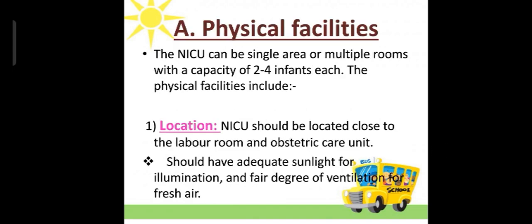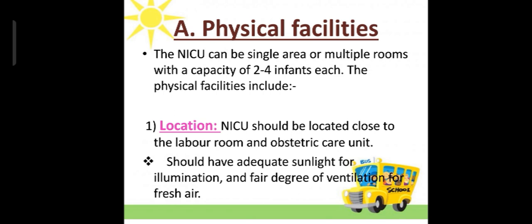in-service education. Then we will see the physical facilities that make a critical care unit an ideal newborn intensive care unit. An ideal NICU should have a single area, or it can be in the form of multiple rooms with a capacity of 2 to 4 infants each. So the physical facilities include, if we are talking about the location, then the NICU should be located close to the labor room and obstetric care unit, so that it will be easier for the staff to send a critically ill baby from the labor room to the NICU.